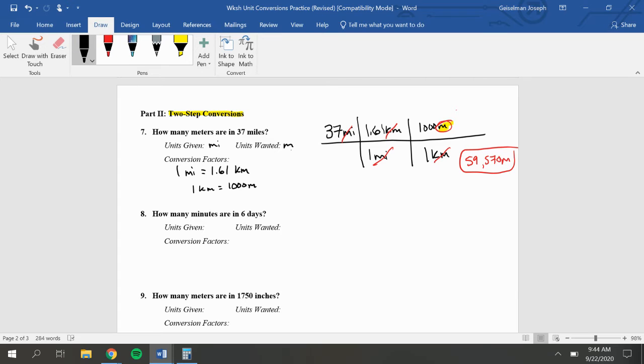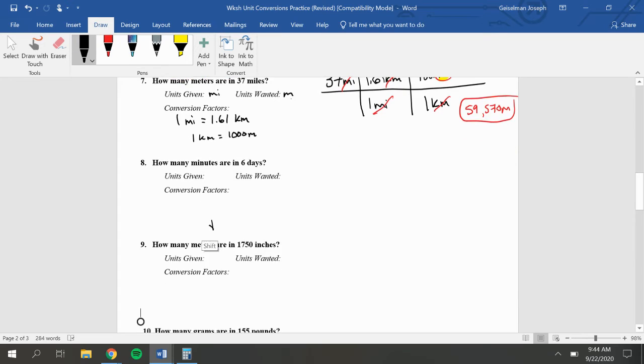Our next one, how many minutes are in 6 days? We are given days. And we want minutes. Well, I don't know minutes to days, but I do know 1 day is equal to 24 hours. And I know that 1 hour is equal to 60 minutes. So I can set up my equation this way.